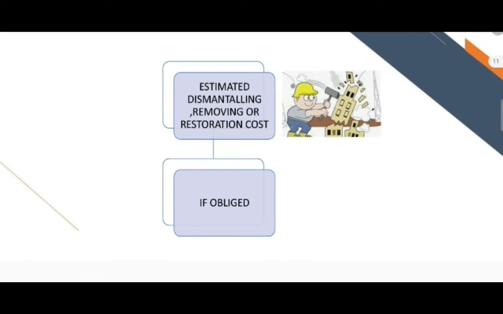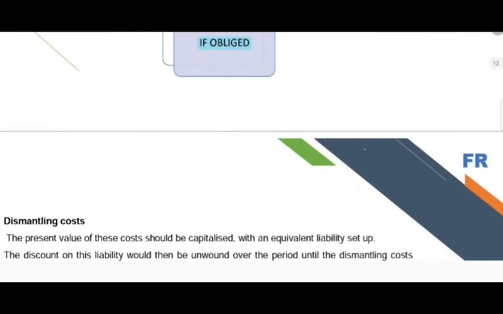Then important from F7 point of view is estimated dismantling, removing or restoration cost, and this is said to be included in the value of asset if you are obliged to do so. If you have obligation to remove that asset or restore the original site or dismantle the asset, then such cost should be included in the value of asset.